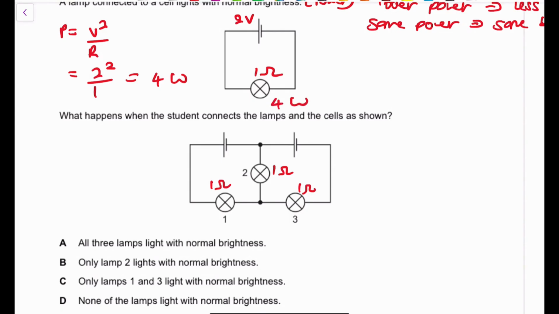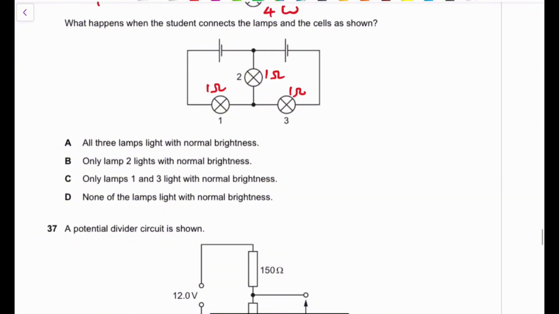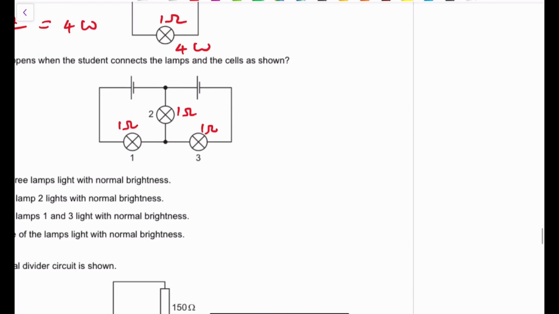So if I go here in the setup, if 1 is less than 4, what's going to happen? It's going to be less bright. If 1 is greater than 4, it's going to be brighter. If 1 is equal to 4, it's going to have the same brightness. Same with 2 and 3. If 2 has the same power, it's going to have the same brightness. Lower power is going to have a lower brightness. Higher power is going to have a higher brightness. Basically, that's how it works. Now, what happens when the student connects the lamp and the cells? What's going to happen?